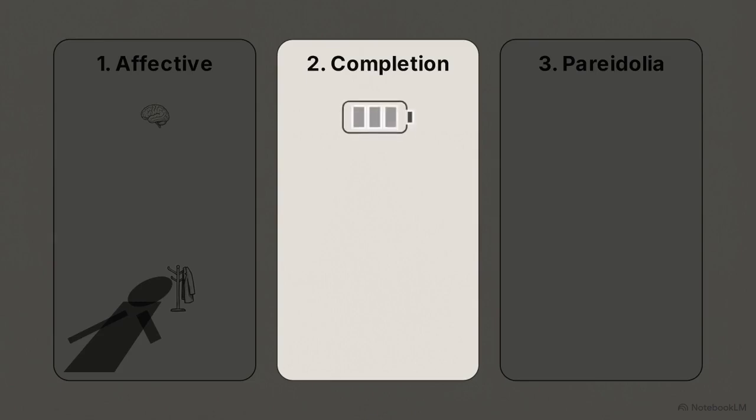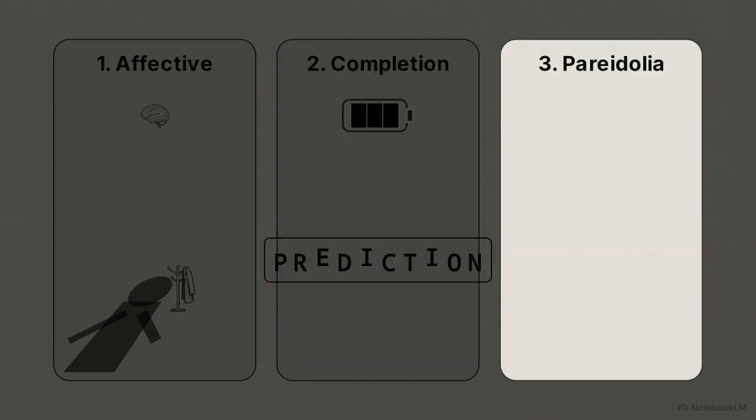The second column covers completion illusions. The human brain uses predictive processing to operate efficiently, anticipating inputs to save metabolic energy. When reading an incomplete sentence, the brain often prematurely fills in missing letters based on past experience. You perceive a complete word that isn't actually printed on the page.